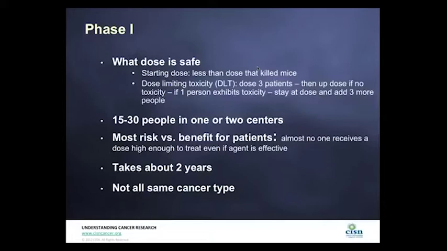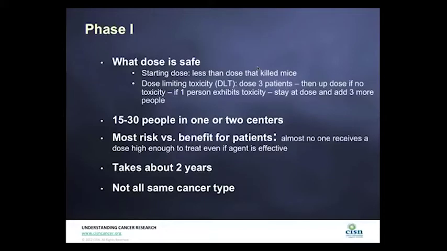It's the most risk because no one really receives a dose high enough to help them. If they end up at 6 milligrams, all those people that got 1 weren't helped, all those people that got 2 weren't helped, all the way through. Some people may have gone as high as 7 and found it was hurting people, so those people may have been harmed. So it's a really risky phase to be in, and it's usually only people who have no other options who go into a phase one.